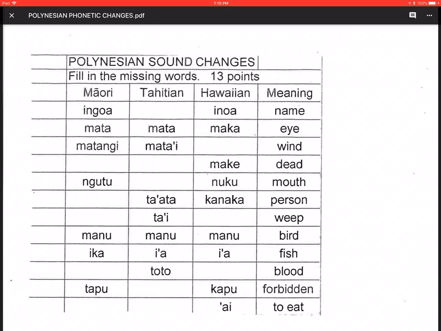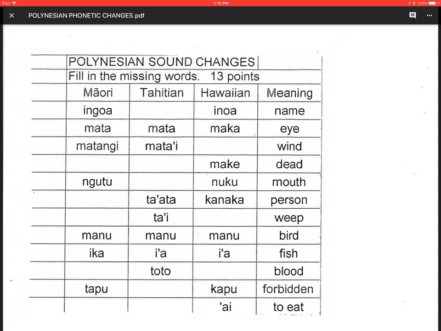So if we look here in the Polynesian sound changes puzzle, we can see Maori, Tahitian, and Hawaiian are our three options in this first chart. Then as we go down the columns, we find all of their various words with some blanks that we're supposed to fill in. It tells us over to the side what these things mean. For example, the Maori word ingoa means name. The Hawaiian word inua also means name. And it doesn't give you the Tahitian word.